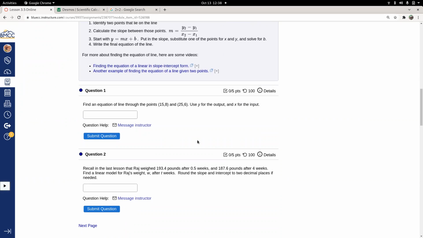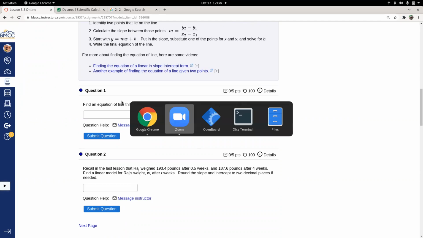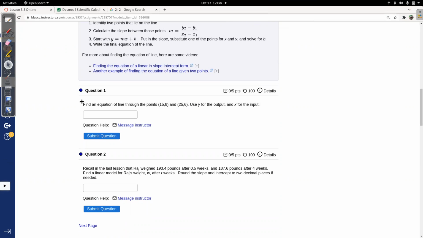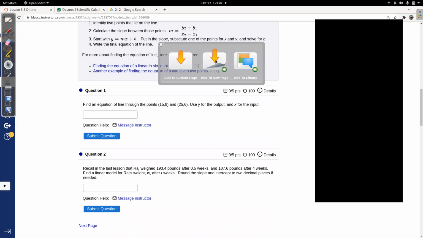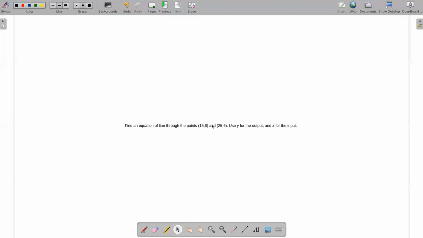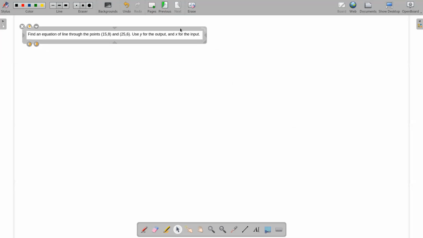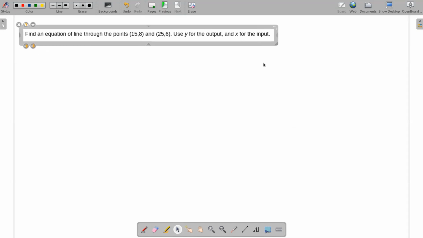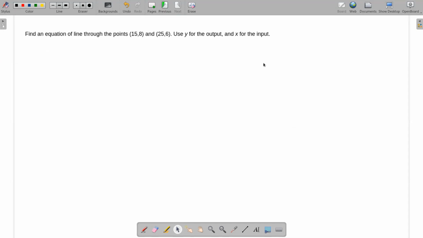So let's take a look at my question 1. We want to find the equation of a line through the points (15, 8) and (25, 6). Now, if the numbers are relatively simple, I like to try and sketch them. That means plot the points. If the numbers are more complicated and I'm not sure how to draw it, then I don't need to worry about it. But I'm going to do a rough sketch of this to see what's going on.